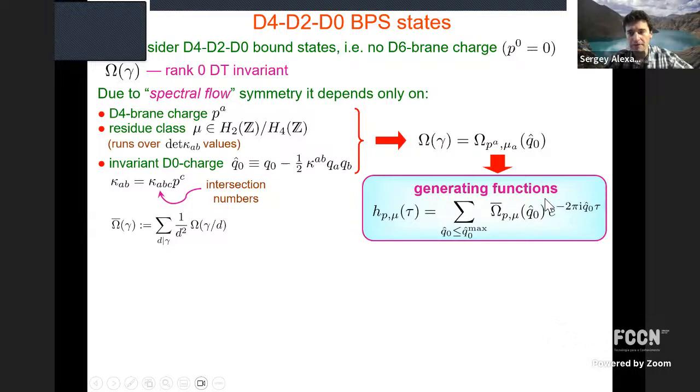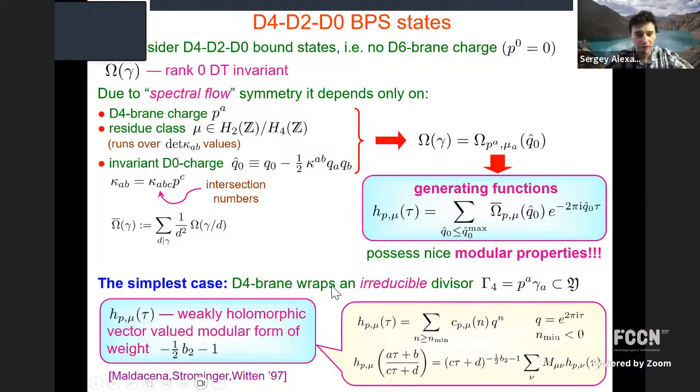Just one important comment is that actually we consider generating functions not of the original integer valued BPS indices, but of the rational version. And this is because it's expected that once you consider generating functions of these rational values, then these generating functions will possess nice modular properties. I'll explain later where these properties come from and how they look precisely. But at this point, let's just consider the most simple example where D4 brane wraps an irreducible divisor.